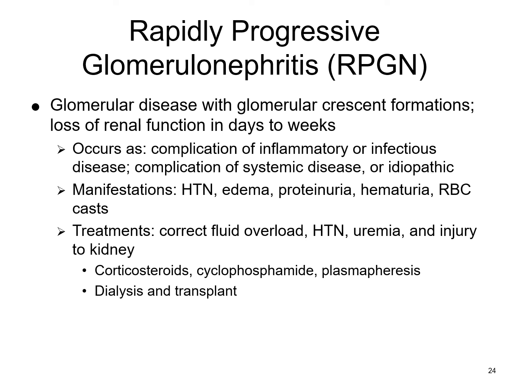But once again, the treatment is going to be correcting fluid overload, hypertension, uremia, and any injury that can happen to the kidneys. So this may include things like corticosteroids, cyclophosphamide medications, plasmapheresis, dialysis, and transplants. For your purposes, you're going to focus just on the acute and chronic glomerulonephritis, and you realize that the treatment's actually pretty similar.